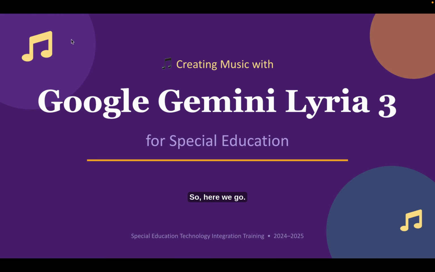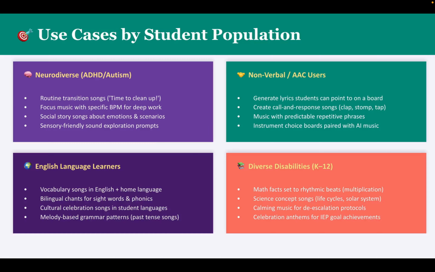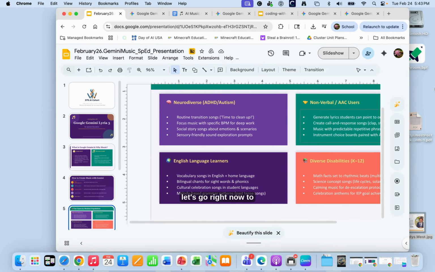So here we go. Again, this is Google Gemini Lyria 3. It's a multimodal tool. You can upload text and images in Google Gemini to have your AI music created. There are many ways that these are used. There are many use cases. We'll get into that a little bit. So let's go right now to Google Gemini.